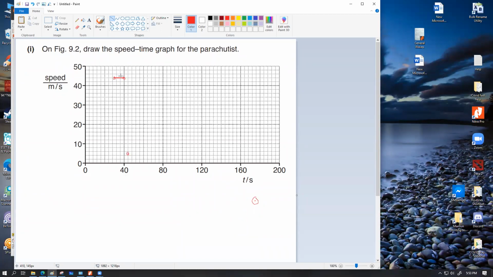So this is going to be one of our horizontal segments representing the terminal velocity while the parachute was not open. And from this point onwards, the parachutist is going to maintain his terminal velocity all the way up to this much time.